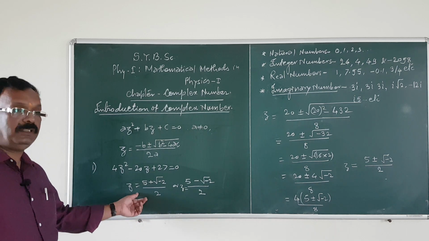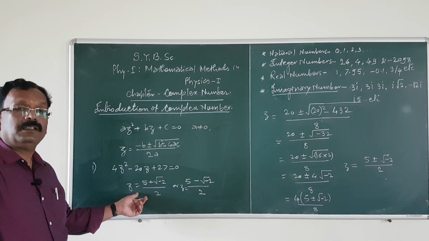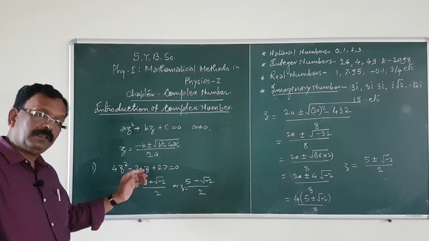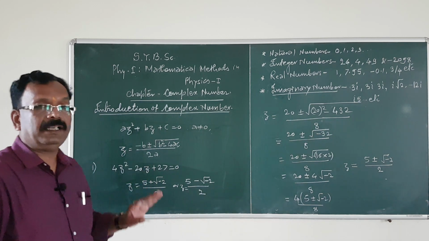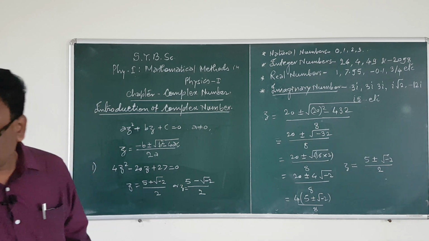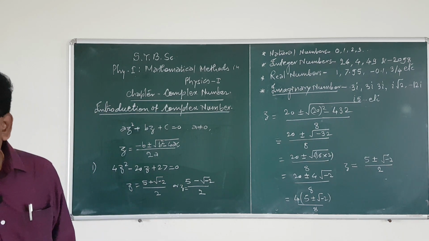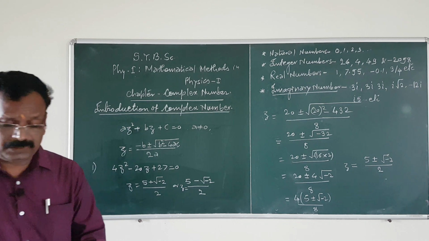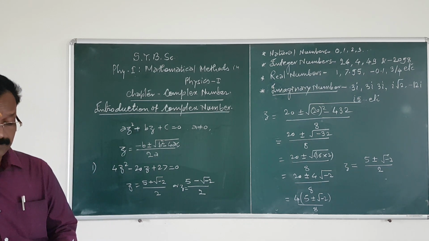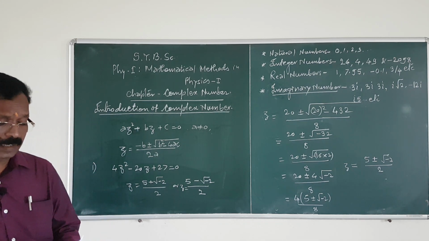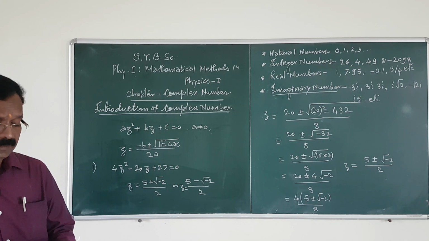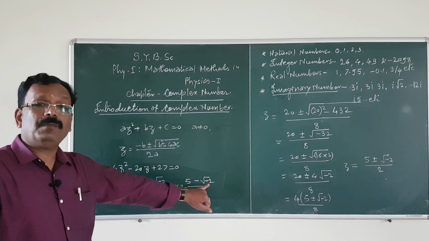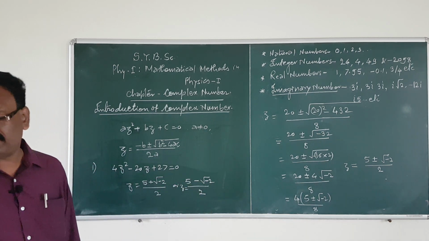These numbers are neither real numbers, rational numbers, nor irrational numbers. So one thing should be remembered, that these roots are neither rational nor irrational real numbers, because there is no meaning of square root of minus 2.